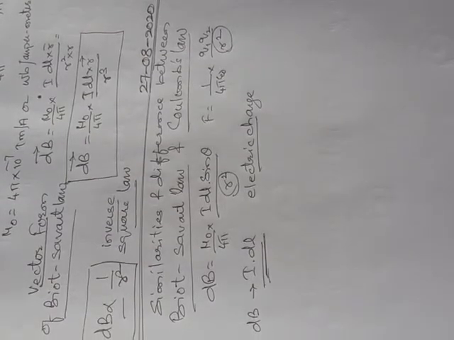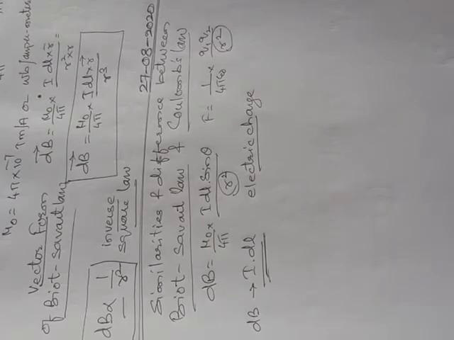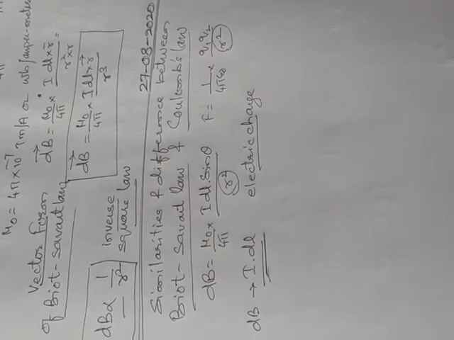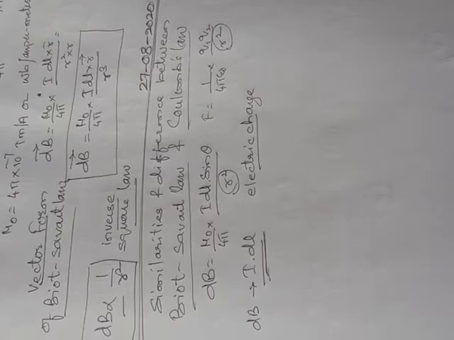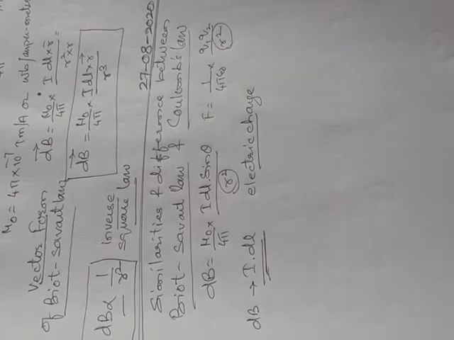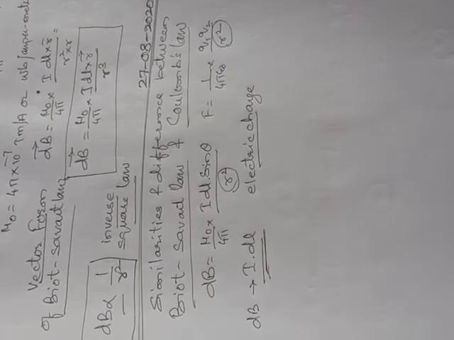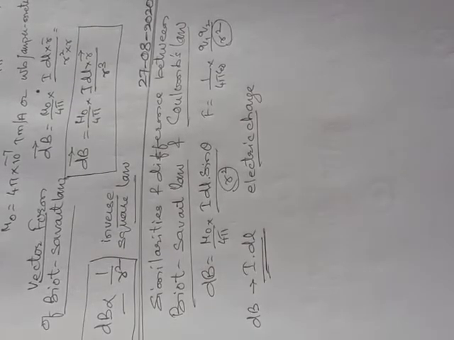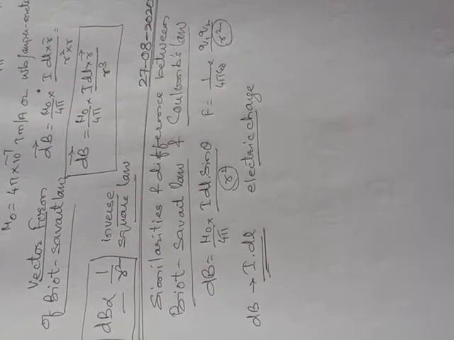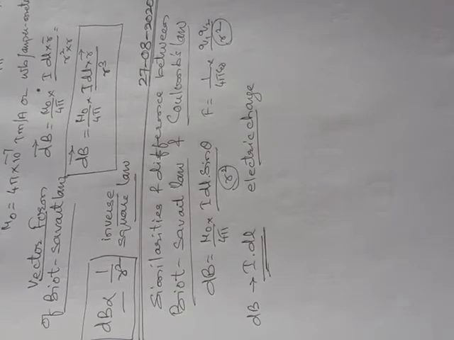Second thing, the principle of superposition applies to both the fields, that is, the magnetic field is linear and the electric field is also linear in the source. Okay, this is the first thing for the case of similarities and the difference between the Biot-Savart law and Coulomb's law.